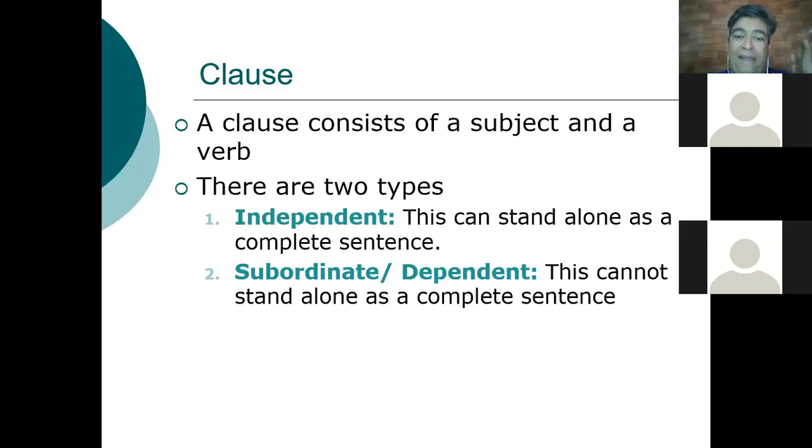Eso es, independent, this can stand alone as a complete sentence. Puede ponerse aparte como una oración total, completa y con total sentido. ¿Qué pasa con las subordinate or dependent clauses? Se pueden llamar así, subordinate or dependent clauses. ¿Cómo la van a llamar? Como a ustedes les quieran. You understand? This cannot stand alone as a complete sentence. Esta no puede ponerse sola o aislada como una oración completa, porque no va a tener sentido.